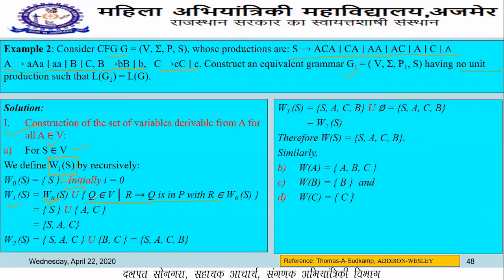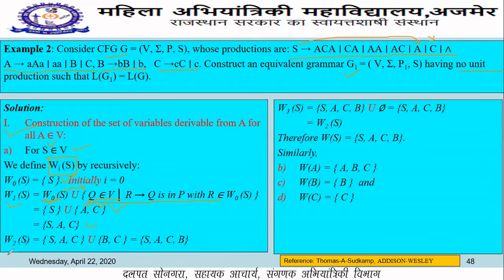So we include all those variables which are derived from S, and for this we have to look into the set of productions in the given grammar G. If you look, S derives A and also S derives C. So here we include both A and C, and when we take the union of both, we get S and S comma A comma C. So at iteration 1, the set of derivable variables by S is S, A and C.